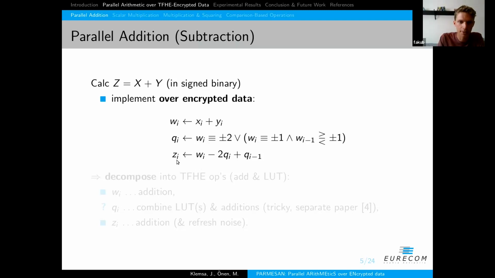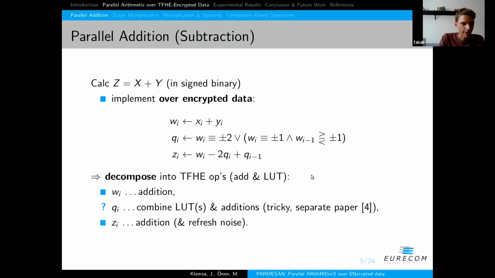So we may see that to evaluate zi, we need the values at the index i for wi, at the indices i and i minus 1 for qi, and at the indices i minus 1 and i minus 2 for qi minus 1. So altogether, we need 3 positions to evaluate one digit of the output, which is the locality property that we need for parallelization.